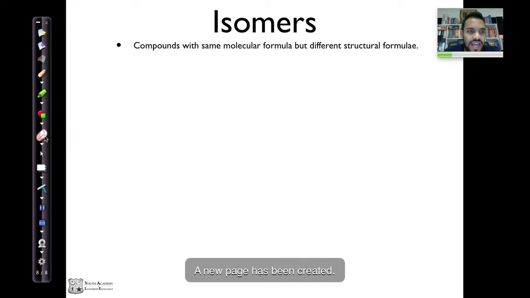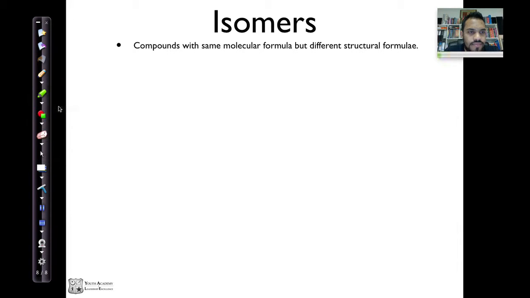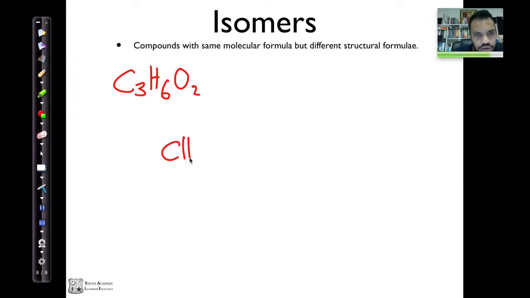I'm going to talk about a compound with a molecular formula C3H6O2. Now, let's talk about the condensed structural formulae of each of these. If I talk about CH3, CH2, COOH, and then CH3, COO, CH3.